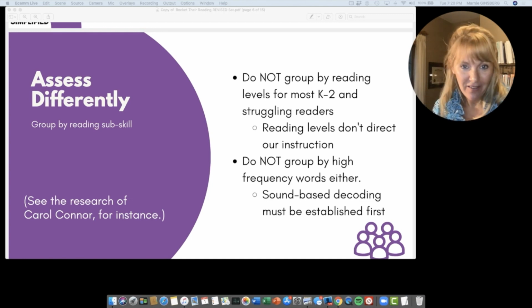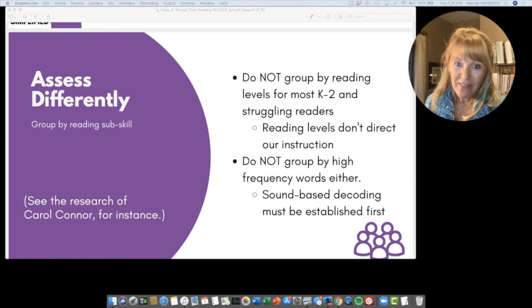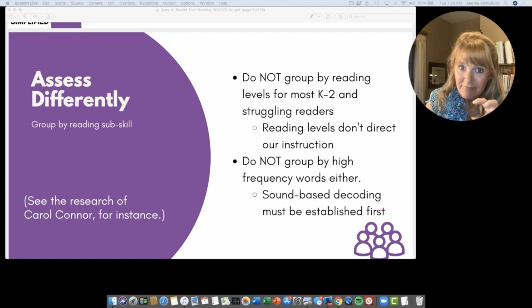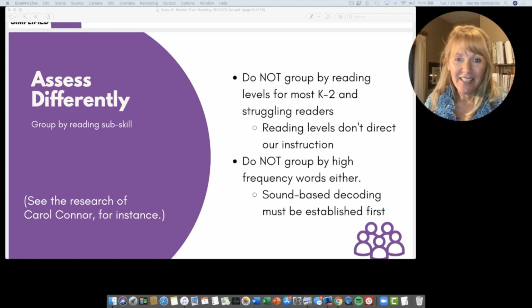Now, many of you here, I know, are assessing this way, but what if anyone here today is not assessing that way, you are assessing by reading level, and then you're trying to make groups? Let us know, and we can try to talk it out and see if we persuaded you, or if there are issues, then let us know.